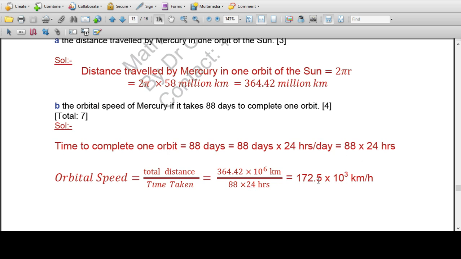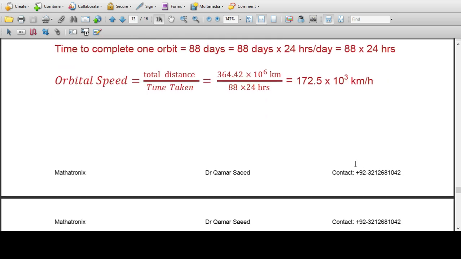So this is 172.5 into 10 to the power 3 kilometers per hour. So the orbital speed in terms of kilometers per hour is this.